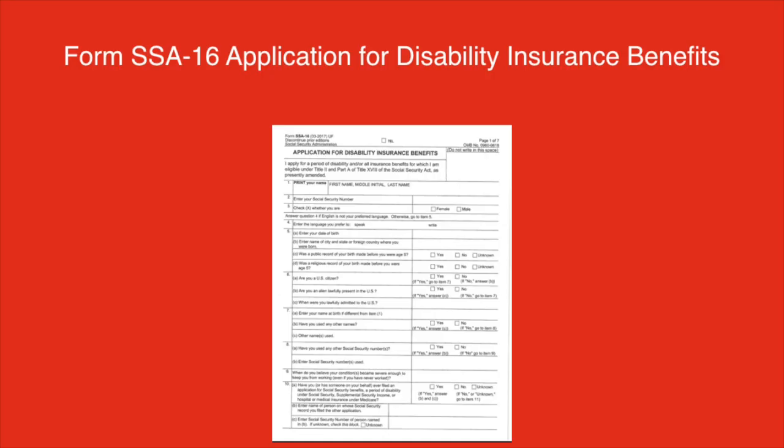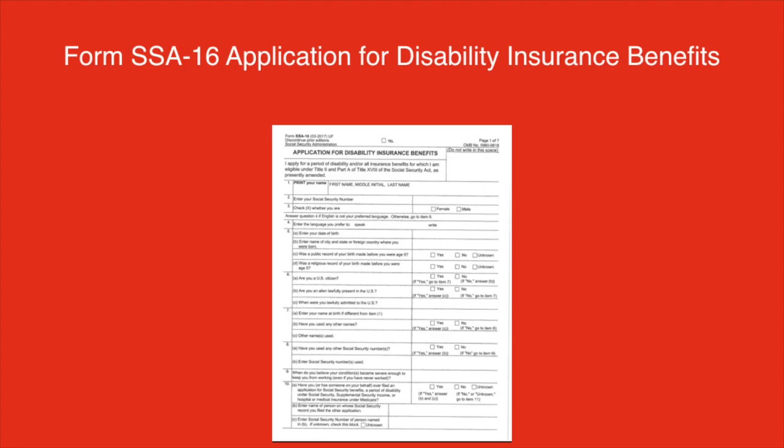The application for disability insurance benefits, and I have copies of this in your packet. It's pretty straightforward. It's about 5 pages. It's the shortest disability application, and it asks basic name, rank, and serial number. Are you a citizen? Where were you born? Have you used any other names? What conditions are going on?